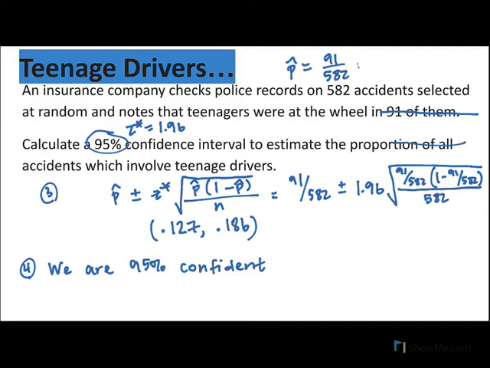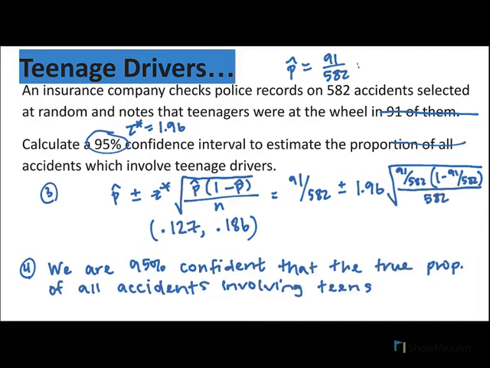The next thing we want to make sure and include is context. So making sure to talk about accidents and the proportion of accidents involving teens is what we are actually estimating here. So we're 95% confident that the true proportion of all accidents involving teens. And then the last step is, of course, to include the interval itself. We're not just saying one single number. It's not for sure going to be exactly 91 out of 582. We want to make sure to say that it's between those two numbers. And there we go, we have an interpretation.